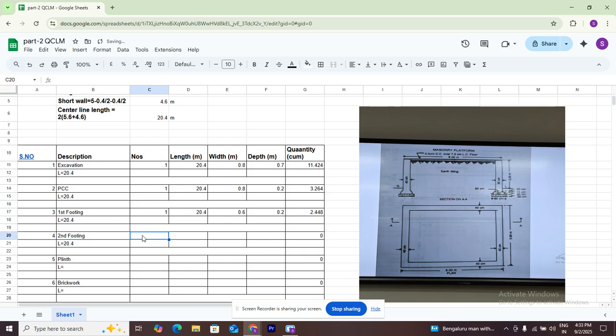The number is the same for the second footing also. Check in the section. What is the 50? It is not visible. 50 centimeters is the width of the second footing, and 10 centimeters is the depth of the footing. The same here also. What is the width of the footing? 0.5. What is the depth of the footing? 0.1, 10 centimeters, again from the section. What is 21.9?